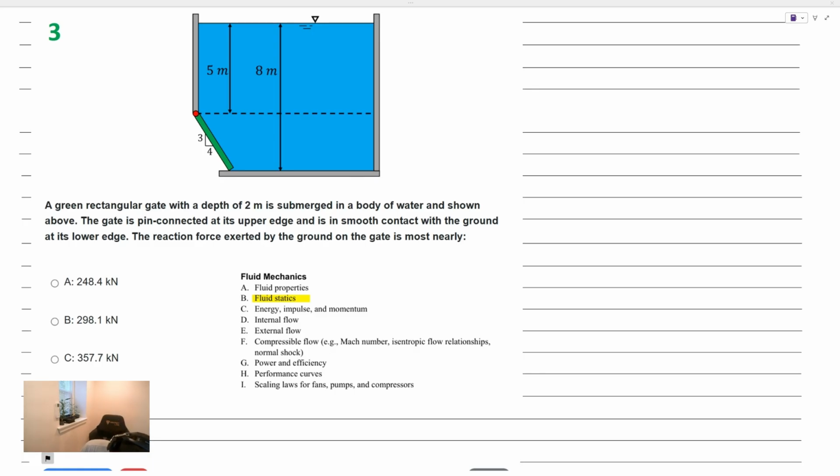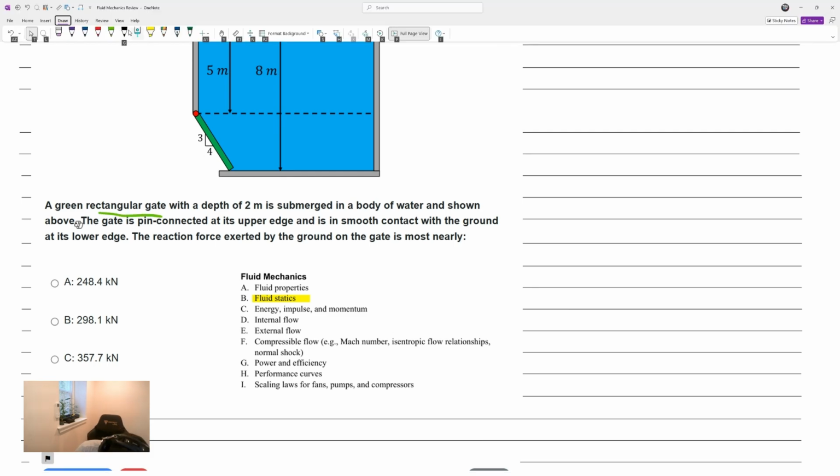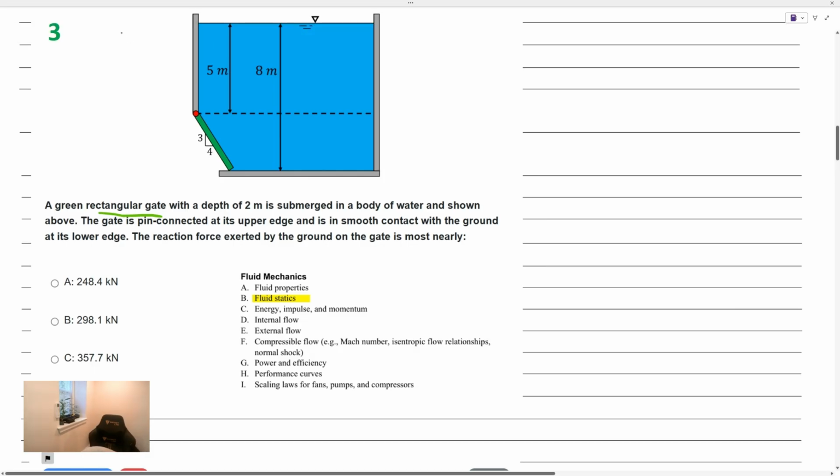In this problem here, we have a green rectangular gate with a depth of 2 meters. So that's the depth into the page. D is 2 meters.